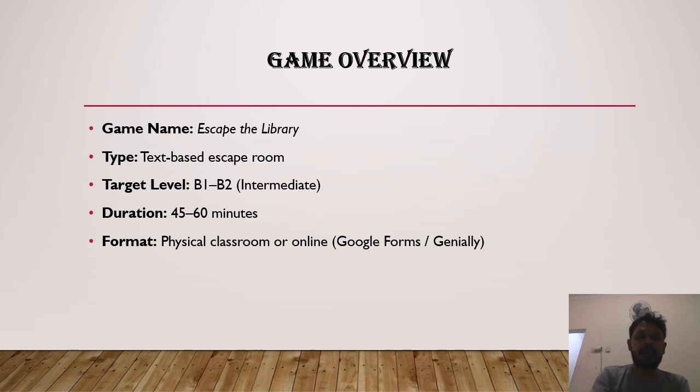The target level is B1 to B2, or intermediate, and the duration is 45 to 60 minutes. The format is a physical classroom or online, using Google Forms or Genially. That's the format or setting. Materials needed: printed or digital text, QR codes, clues, puzzles, dictionaries or glossary sheets, and a timer.